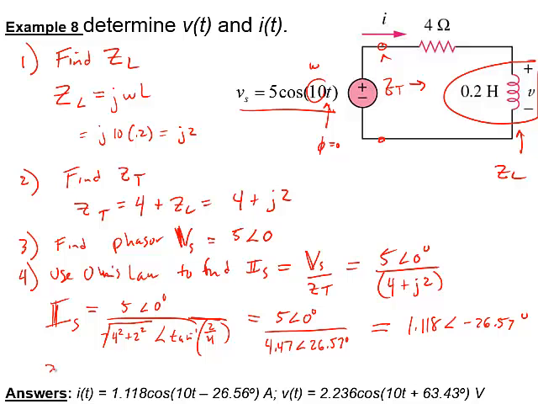Which means Is(t) is the inverse phasor transform of that. So that's just going to be 1.118 cosine of, bringing your omega back, 10t minus 26.57 degrees, in amps.